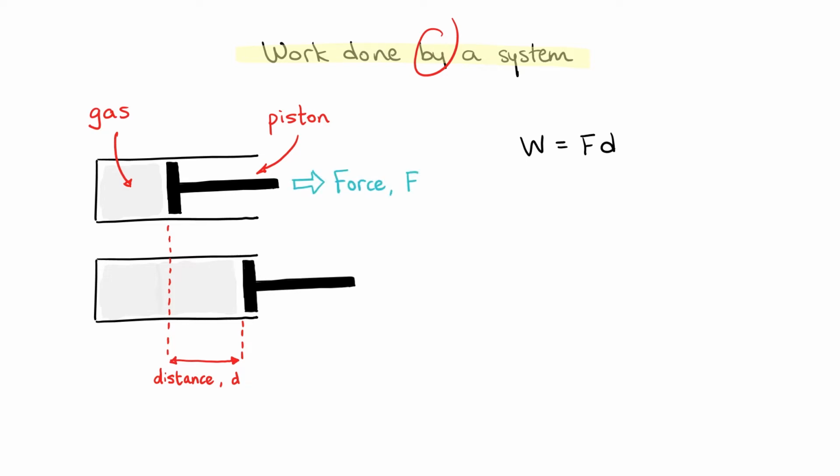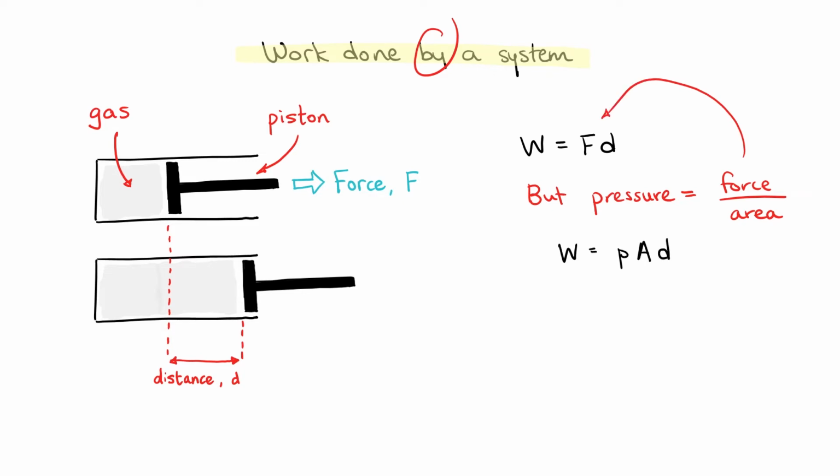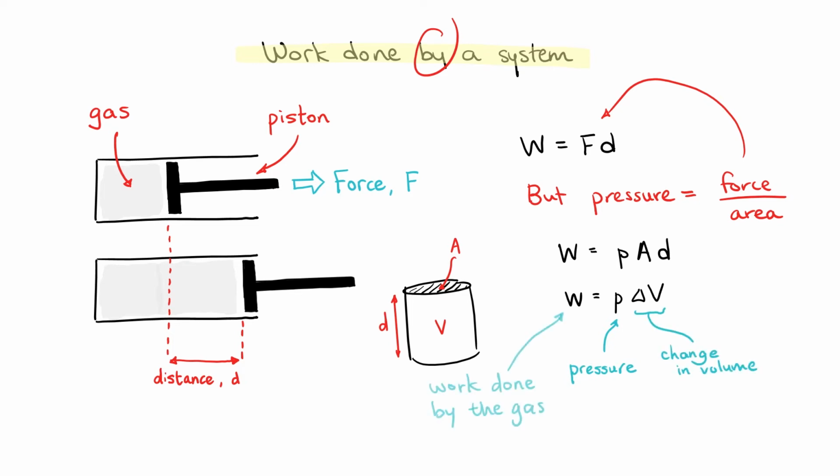pushing the piston out. But we do know that pressure is equal to force divided by area. Substituting this in, work done becomes pressure times area times distance. But the cross-sectional area of a cylinder times the distance is equivalent to its volume. So we end up with this equation: work done is pressure times the change in volume of the gas in the cylinder. P is gas pressure, delta V is the increase in volume, W is work done by the gas. And in this case, work done is a positive value.